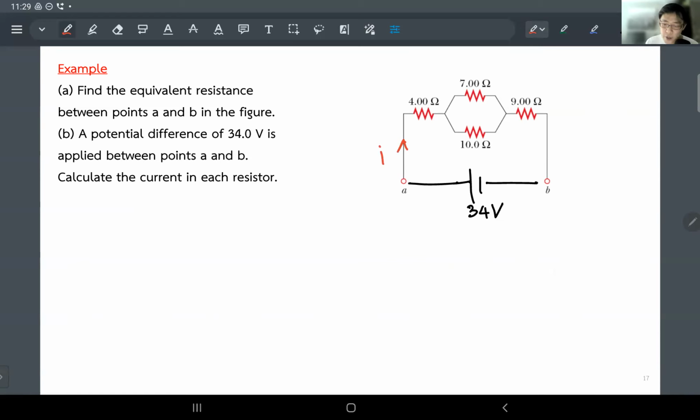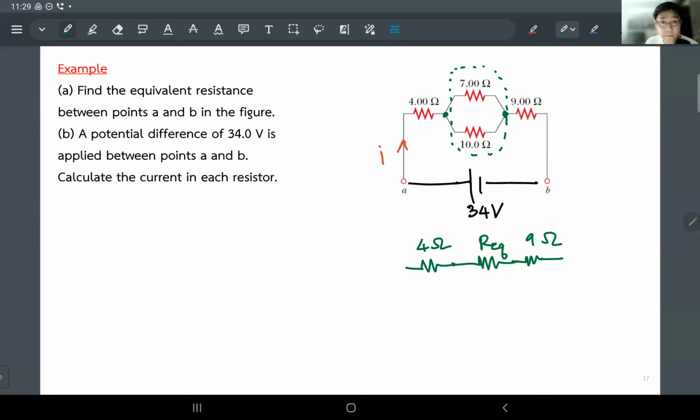All right. The way that we do this is by considering the R equivalent of the whole thing. What you can see over here is that the 7 ohms and 10 ohms are connected in parallel. So by analyzing this part alone, I can put them into a single resistance first. It's going to look like this: you have 4 ohms here, a single R equivalent here, and then 9 ohms on the back.